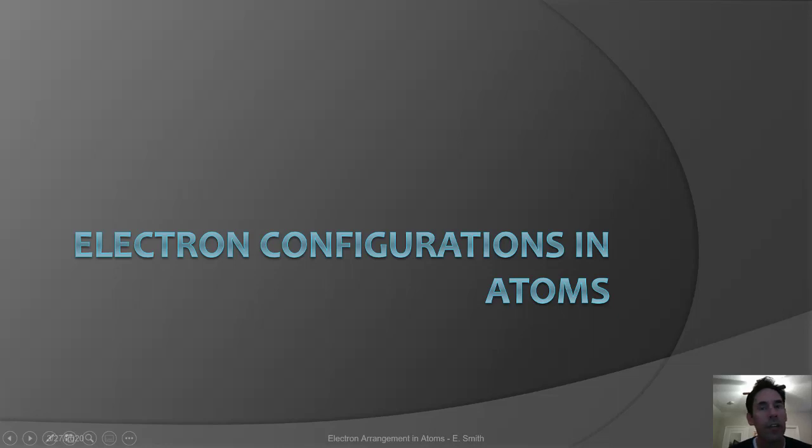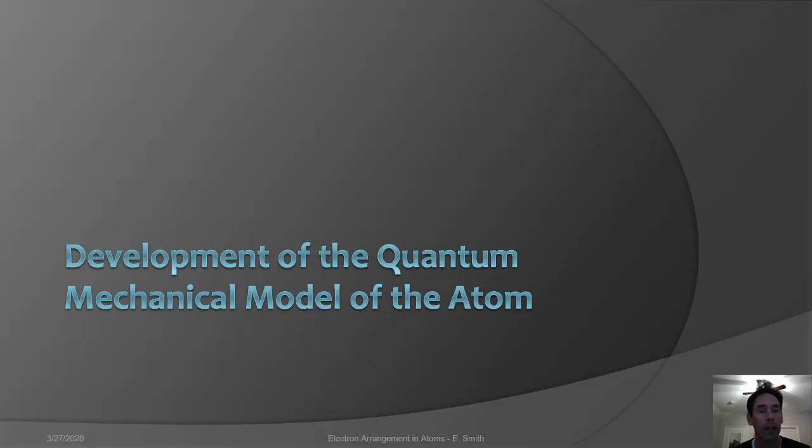All right, so in this presentation, I'm going to be describing to you how to determine the electron configuration of atoms, and we're going to be talking about what is called the quantum mechanical model. So let's discuss what the quantum mechanical model is.